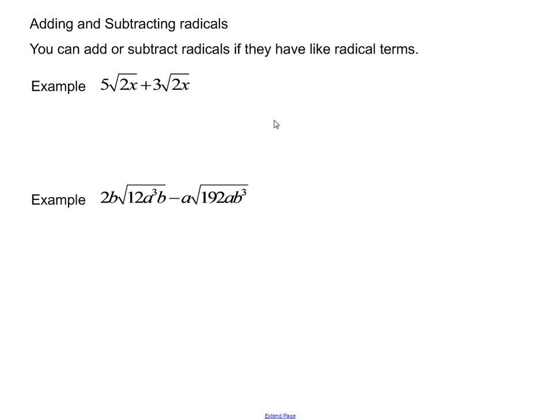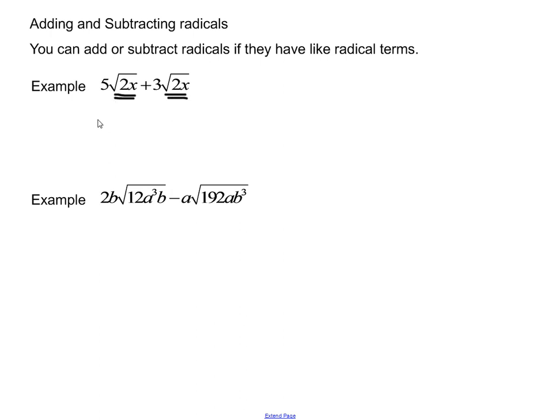Okay, well, we can simplify radicals. What are some of the other operations that we can do with radicals? Well, some of the other operations are addition and subtraction. For example, we can add and subtract radical expressions if they have like radical terms. And in this case, you see that the square root of 2x is a like factor for each of the two terms right here.